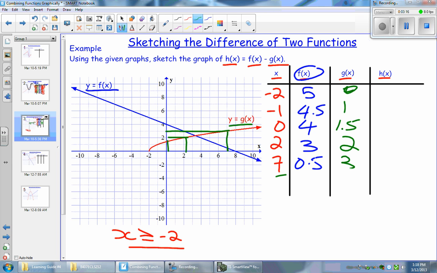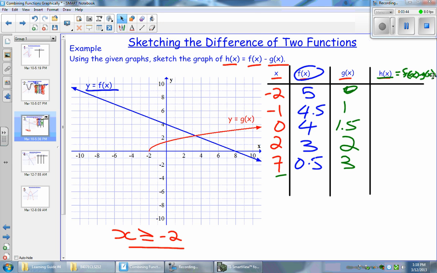All right, so once you have these y values written out in your table of values, we're going to find values for the graph of h of x. Remember, h of x was equal to f of x minus g of x. So I'm subtracting all my g of x values from my f of x values.